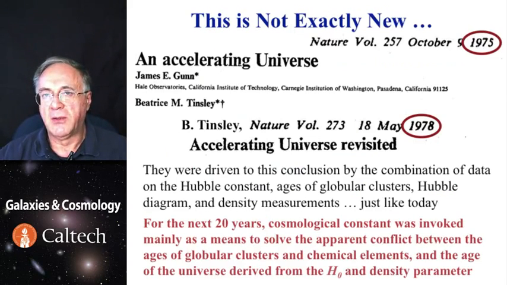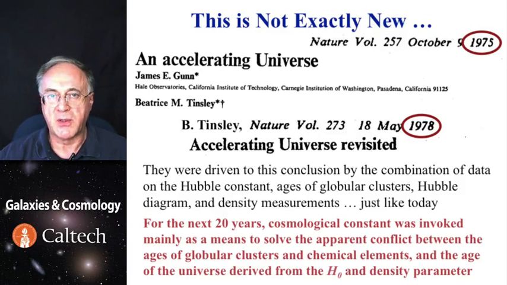A great deal was made out of this as the discovery of dark energy, but this is perhaps overstating things a bit. Cosmological constant's been with us for a long time now, and astronomers have considered it seriously to explain more or less the same problems. And here's, for example, a title page from a paper in Nature by two famous astronomers, Jim Gunn and Beatrice Tinsley. They introduced cosmological constant for more or less the same reasons.